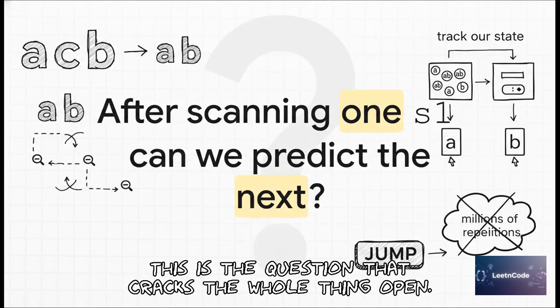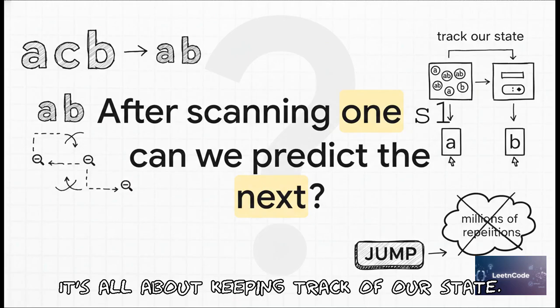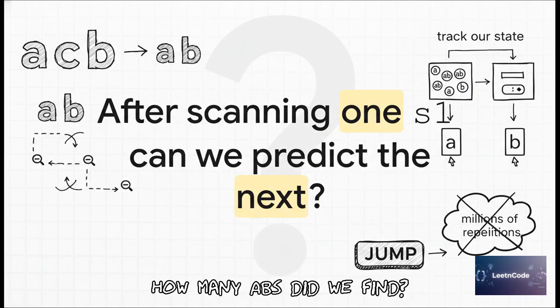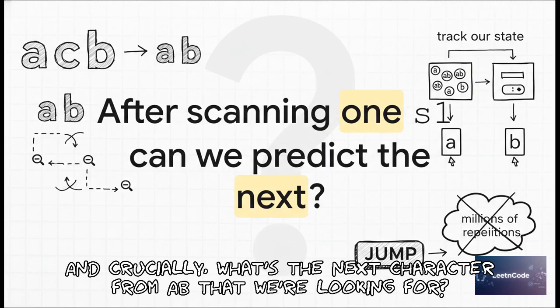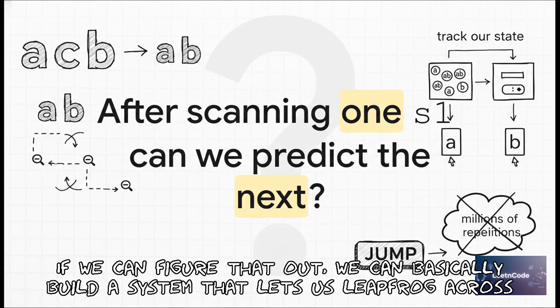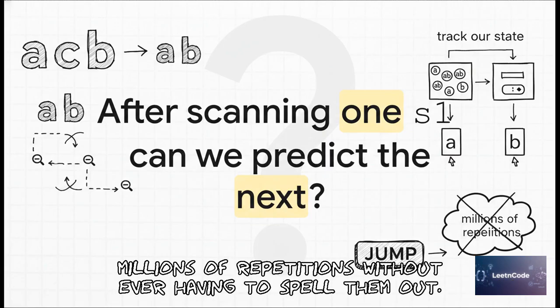This is the question that cracks the whole thing open. It's all about keeping track of our state. After we scan through just one S1, what's the situation? How many S2s did we find? And crucially, what's the next character from S2 that we're looking for? If we can figure that out, we can basically build a system that lets us leapfrog across millions of repetitions without ever having to spell them out.